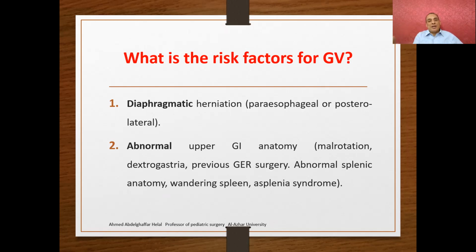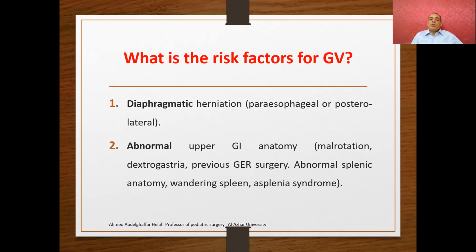All types of diaphragmatic herniation predispose or act as a risk factor for the development of gastric volvulus. Moreover, diaphragmatic eventration. We mean by eventration that there is paralysis of one side of the diaphragm. So there is upward displacement of the stomach so it can rotate or twist around itself.